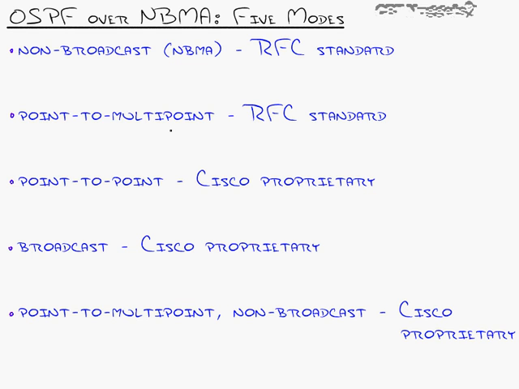Point-to-multipoint is one of my favorite modes. It is also an RFC standard, but treats all of the individual PVCs like individual point-to-point links, even though they're configured in a multipoint relationship. This fixes all the problems with NBMA mode, meaning it allows OSPF to replicate the next hop IP addresses for you, so we don't have to do those static maps to fix things like we did in NBMA mode.